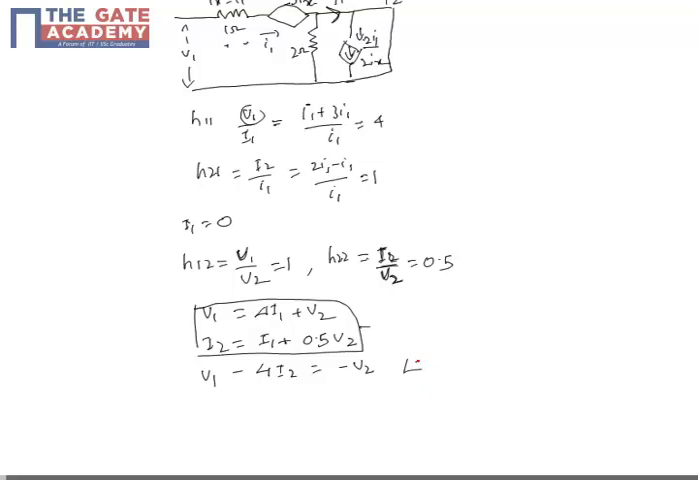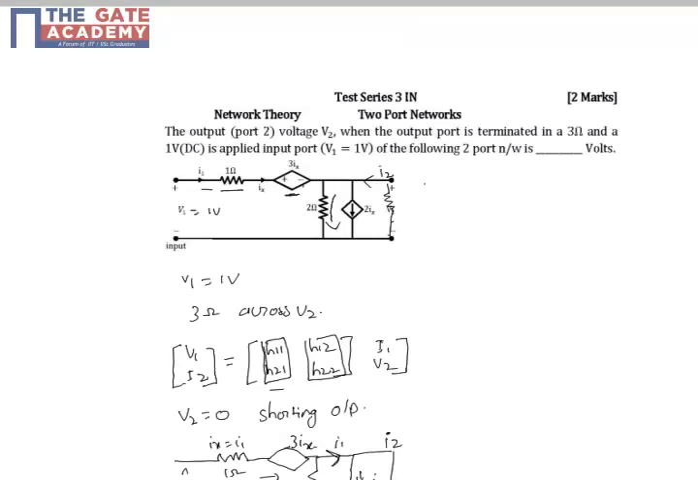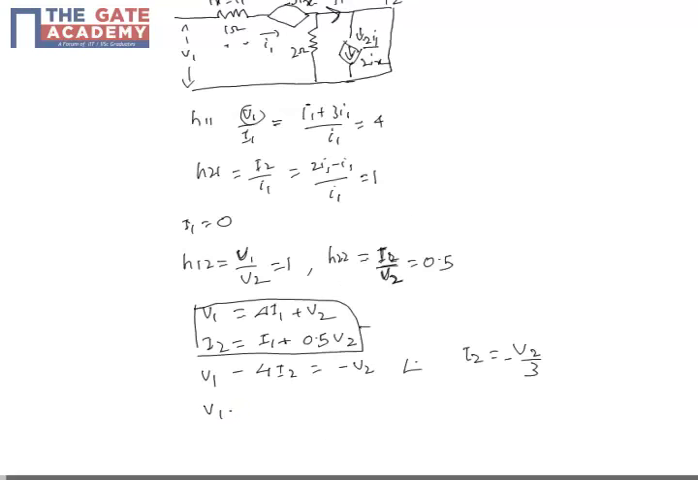Now what is I2? Okay, in this, what is I2? I2 will be equal to minus V2 by 3, because we have connected a 3 ohms resistor here. So I2 will be equal to minus V2 by 3. Okay, so V1 plus 4V2 by 3 is equal to minus V2. Like already mentioned, V1 is equal to 1. So substituting V1 equal to 1, we get V2 equal to minus 3 by 7 volts, which is equal to minus 0.4286. This is the solution.